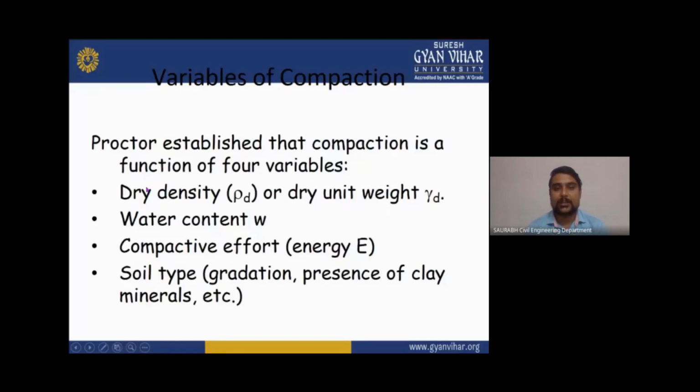And the variables of compaction are here also. Proctor established that compaction is a function of four variables, as you can see here. First one is dry density, which is represented by gamma d, or dry unit weight, and water content w, compactive effort or energy E, and soil type: gradation, presence of clay and minerals. These are the variables which affect the compaction, and you can also say this is the compaction function of the variables.